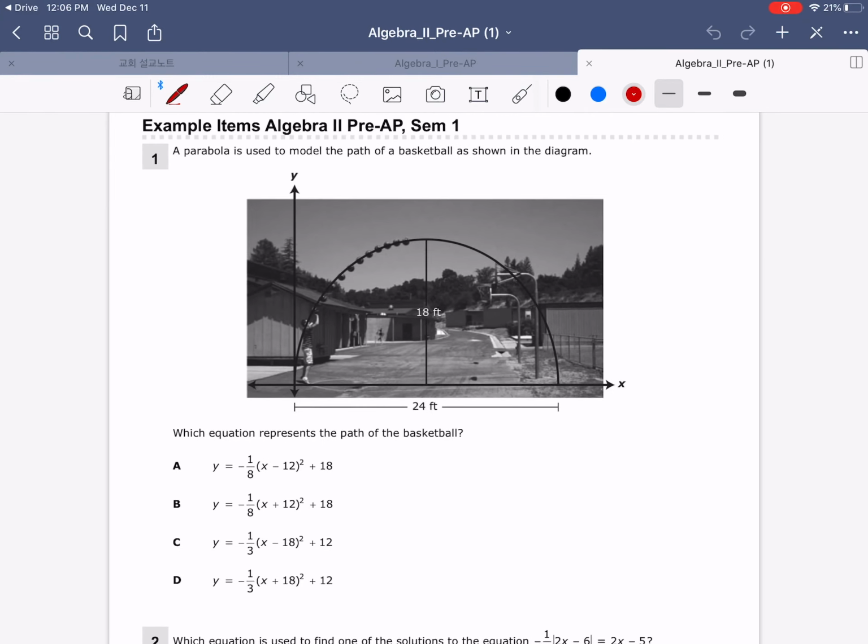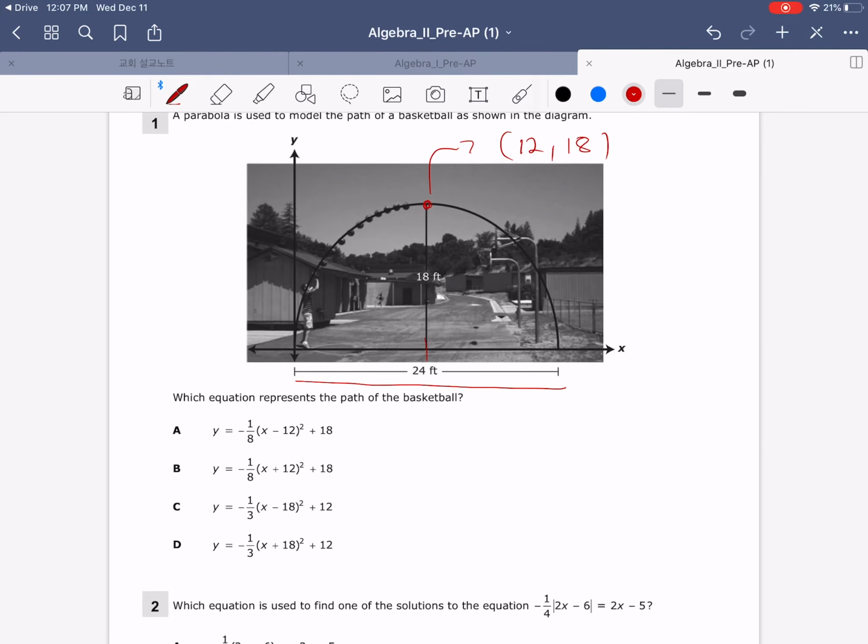Question number 1. Which equation represents the path of the basketball? So basically, you're trying to find this equation from this graph. And again, this is going to be really simple because, first of all, here to here is going to be 24 and the height is 18, which means the vertex is going to be half of the x value, half of 24, because it should be in the middle, which is 12, and the height is going to be 18. That is going to be the vertex.